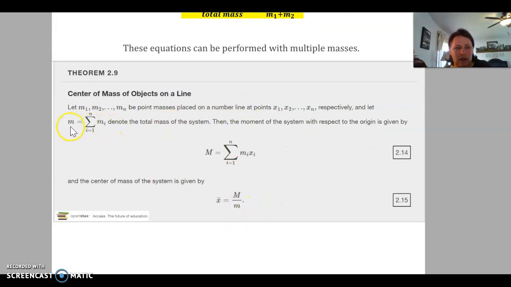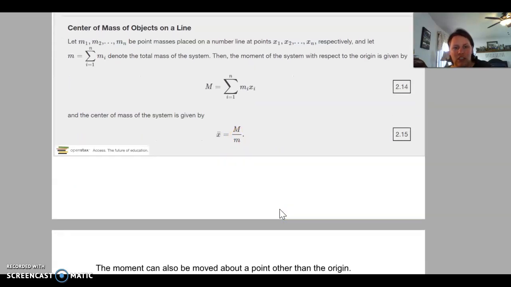So this right here, lowercase m, this is the sum of all of our masses. Capital M is the sum of all of our moments. And then the center of mass is the moment over the mass for each situation.